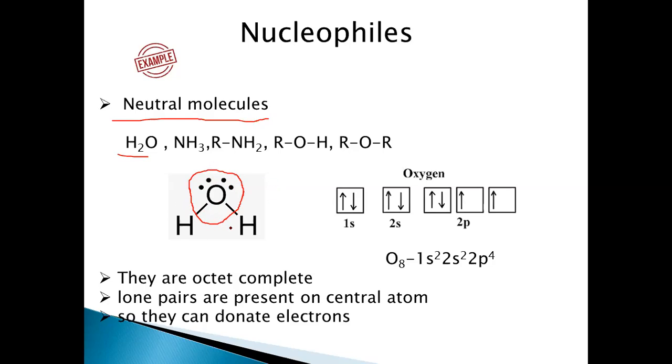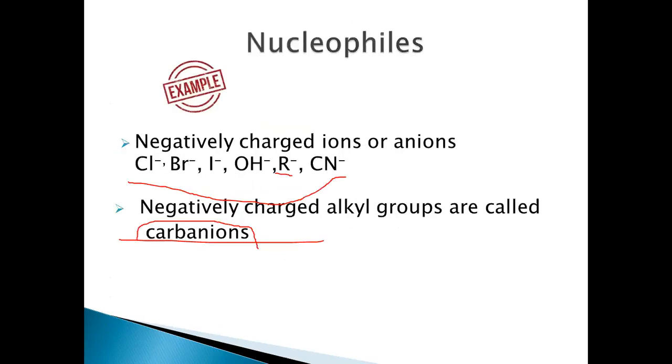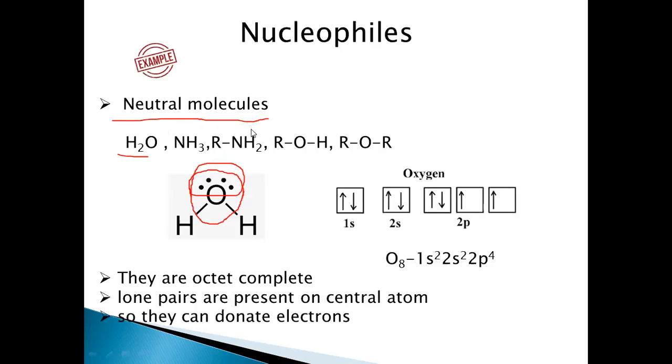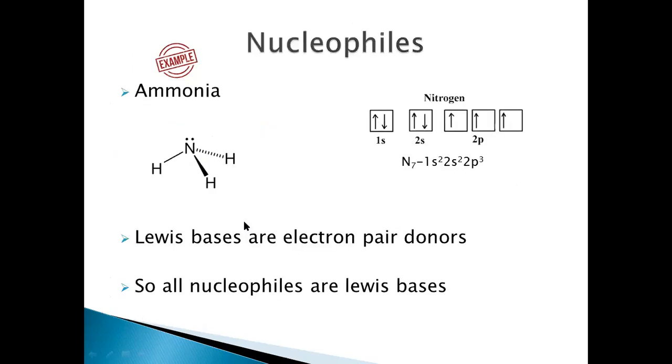So it's octet complete. It can easily donate electrons because it has 2 lone pairs around the oxygen atom, which makes it a nucleophile. So what are the two categories of examples under the nucleophiles? One is negatively charged ions, that are anions, and the other is neutral molecules like water and ammonia, in which the central atom is octet complete.